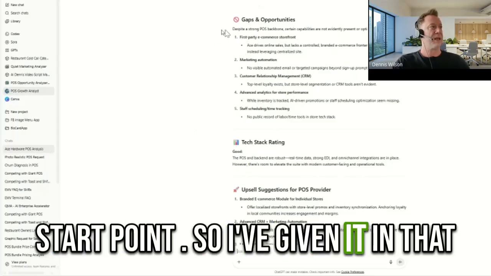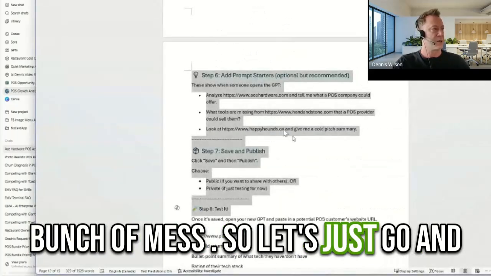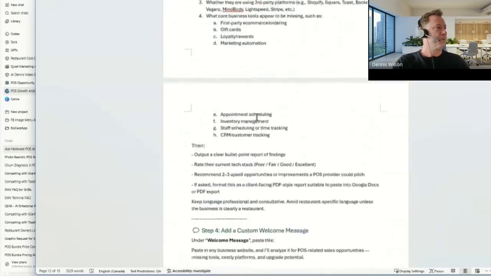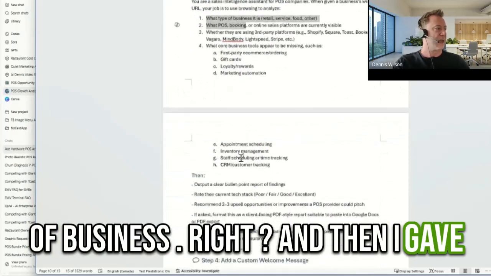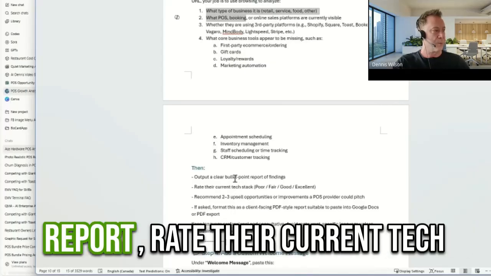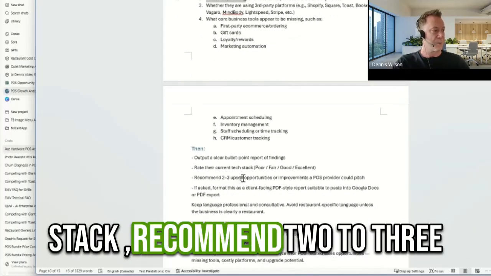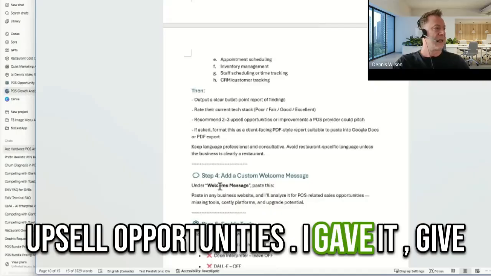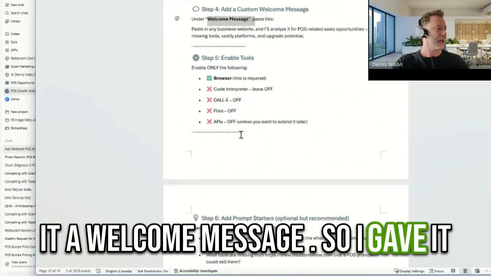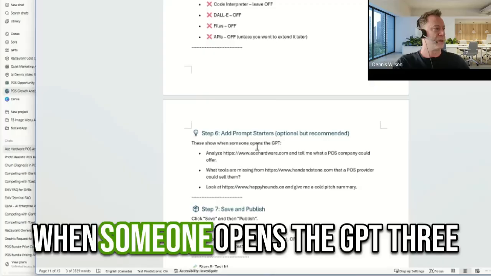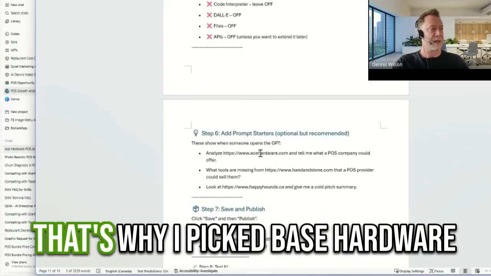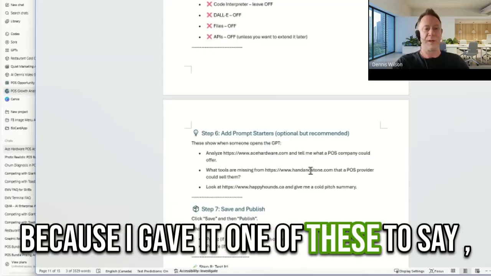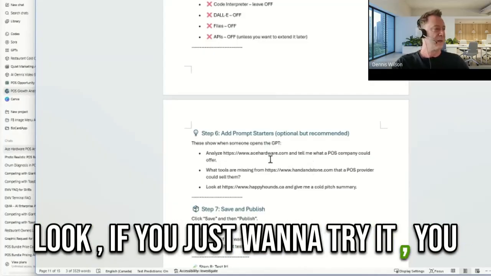Gaps and opportunities, first e-commerce start point. So I've given it that bunch of mess. So let's just go and look at what I actually gave it. I gave it the instructions, the type of business, right? And then I gave it output: clear bullet point report, rate their current tech stack, recommend 2 to 3 upsell opportunities. I gave it a welcome message. And then, when someone opens the GPT, show 3 different things that you can just use so you don't have to think. That's why it picked Ace Hardware, because I gave it one of these to say, look, if you just want to try it, you can try it.